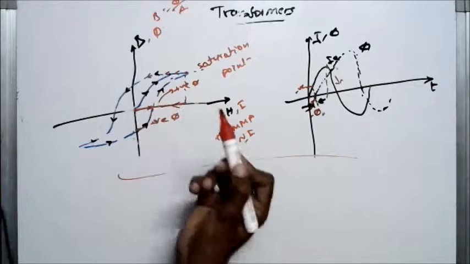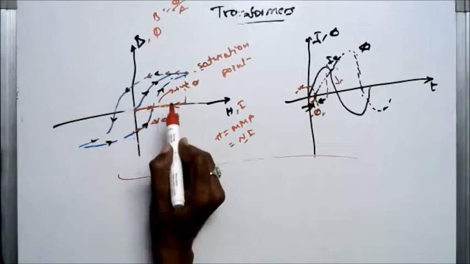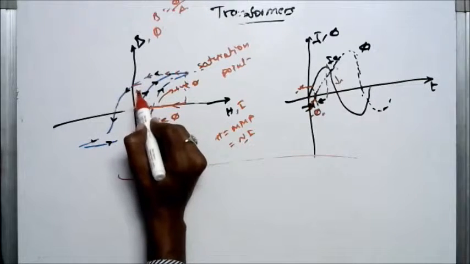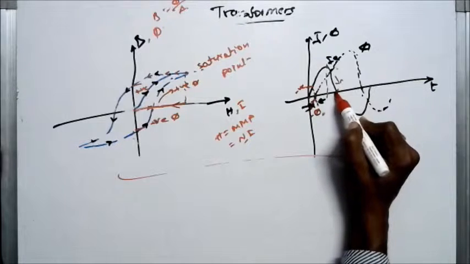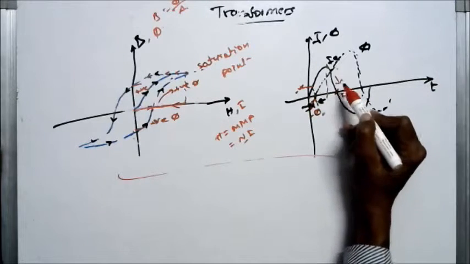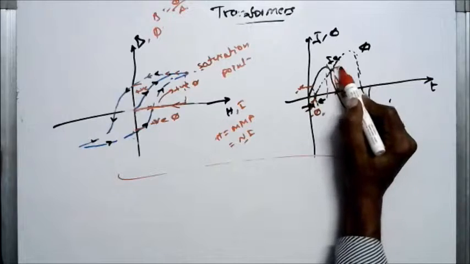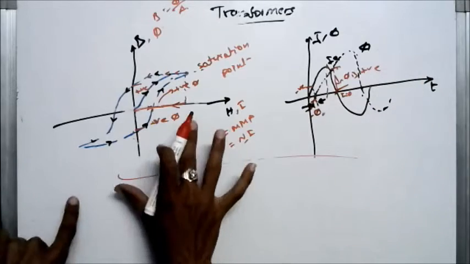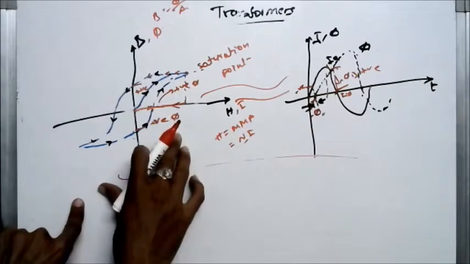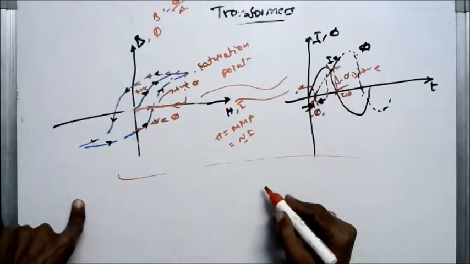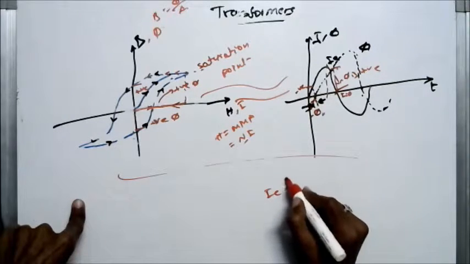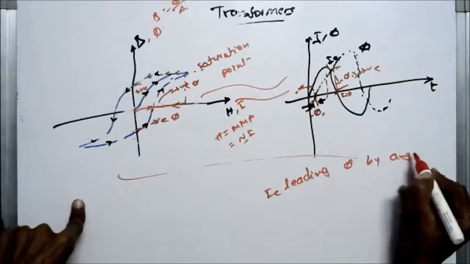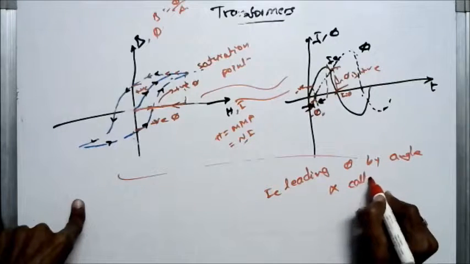So here we decrease the current, and at the time of current 0, there will be a positive flux. See here, this is current 0, I is equal to 0, but the flux phi is positive. So there is an entire similarity between this figure, this loop and this loop. We can conclude that IE is leading phi by an angle alpha, called the hysteresis angle.